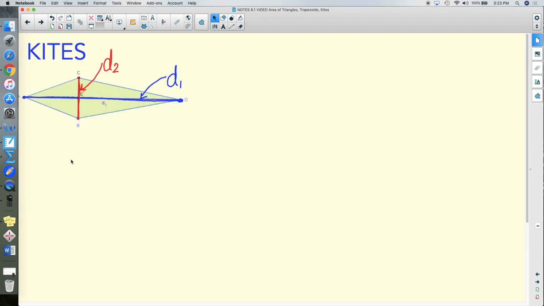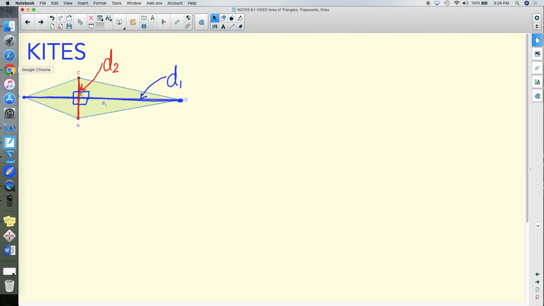The final one we're going to look at is kites. And in kites, the side lengths can be used to get the area of a kite, but typically the diagonals are more commonly used. In any kite, you know from properties that the diagonals are perpendicular. They create 4 right triangles when you form a kite.